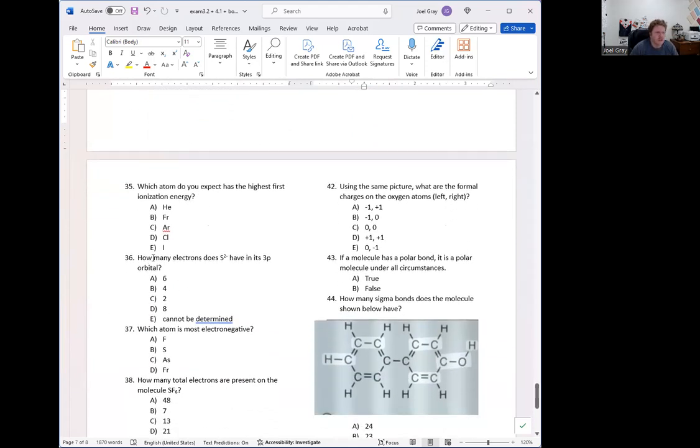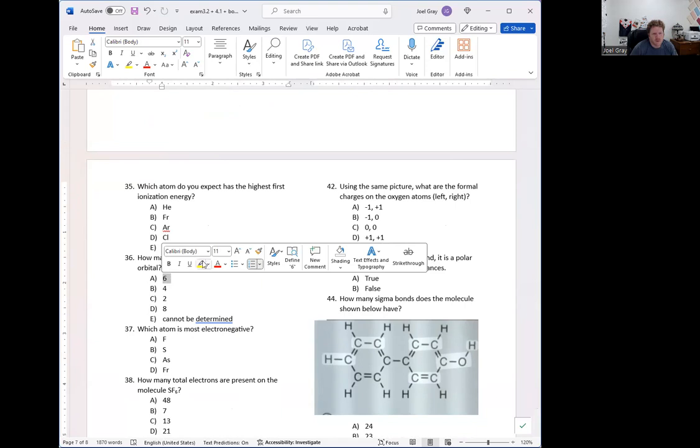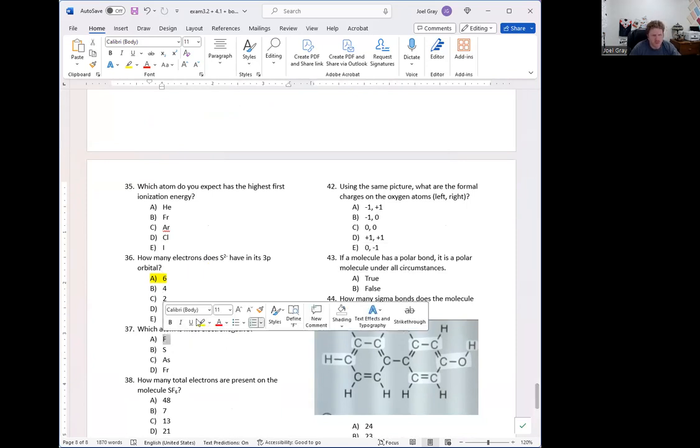Number 36, how many electrons does S2- have in its 3p orbital? It's got a full slate of p orbitals, so A is 6. Our most electronegative element is fluorine. A.